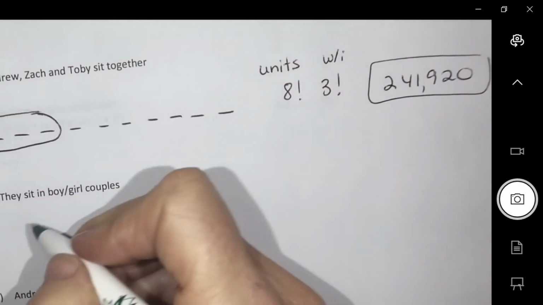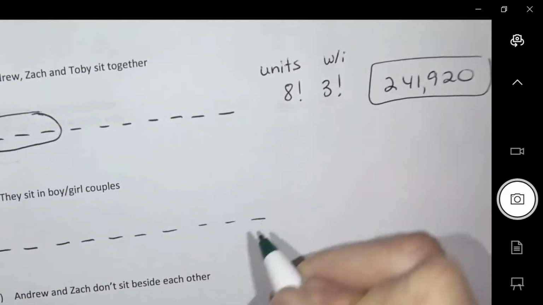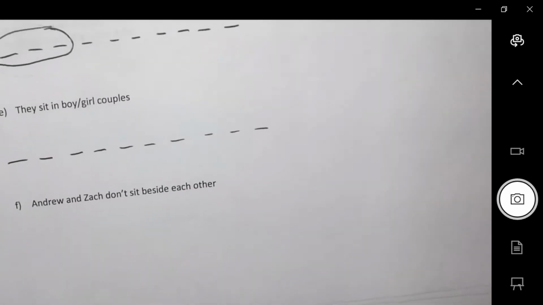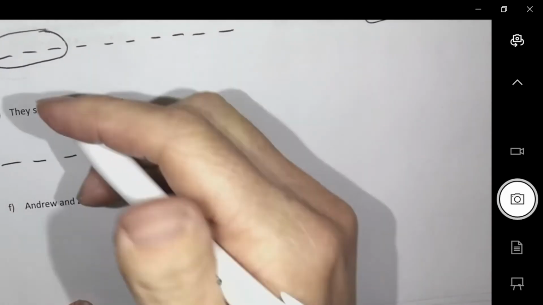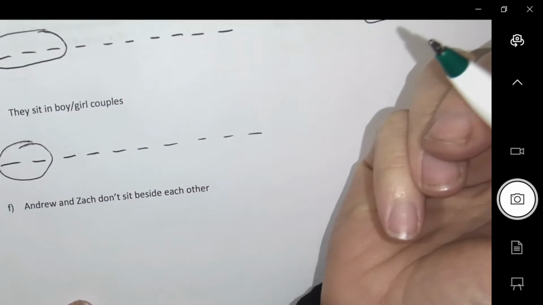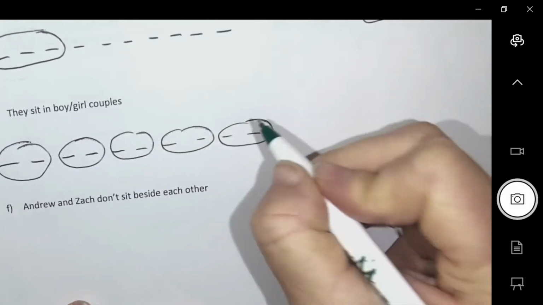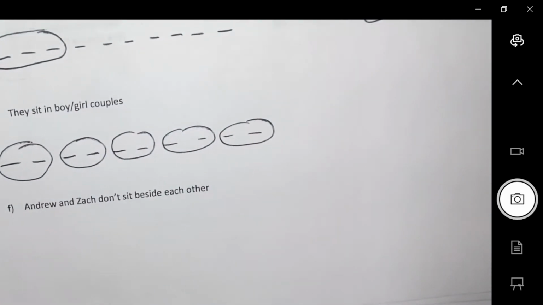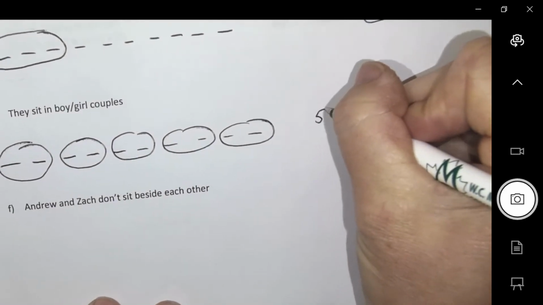Okay, they must sit in a boy-girl couple. Okay, so a boy-girl couple, well, that's a unit because they have to sit beside each other. Those two can't separate. Okay, so there's the units. So how many units am I moving around now? 5 units.